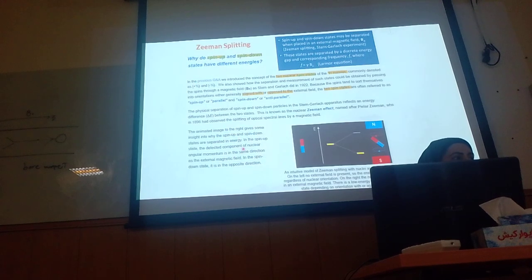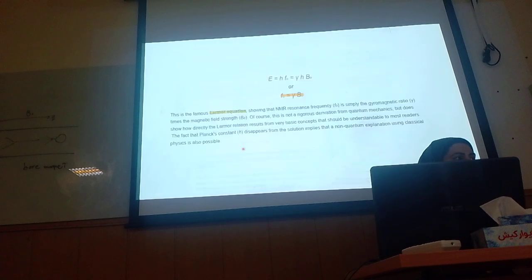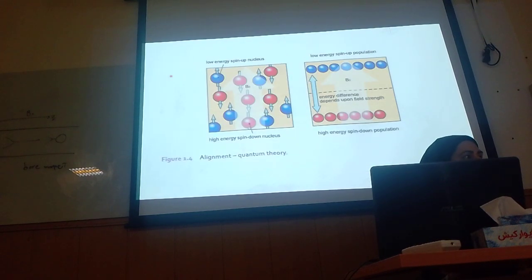But after applying the external magnetic field, we have two spin states. We call them spin up or spin down. In this case, we call it spin up, aligned with the external magnetic field. In this case, we call it spin down, opposed to the externally applied magnetic field. Are you clear?